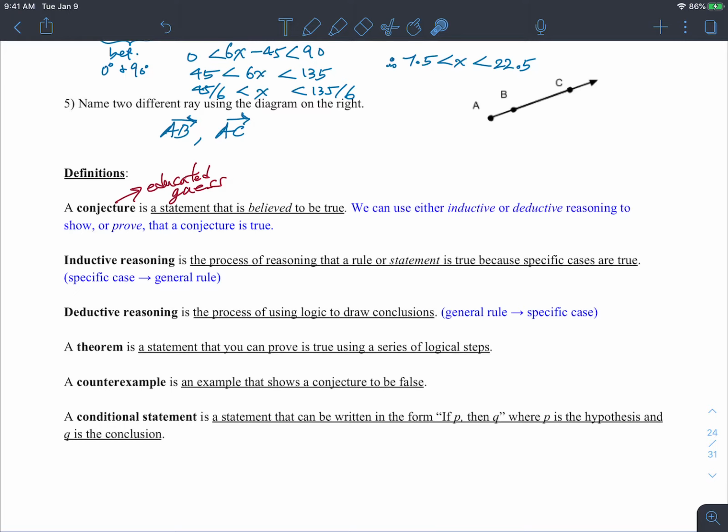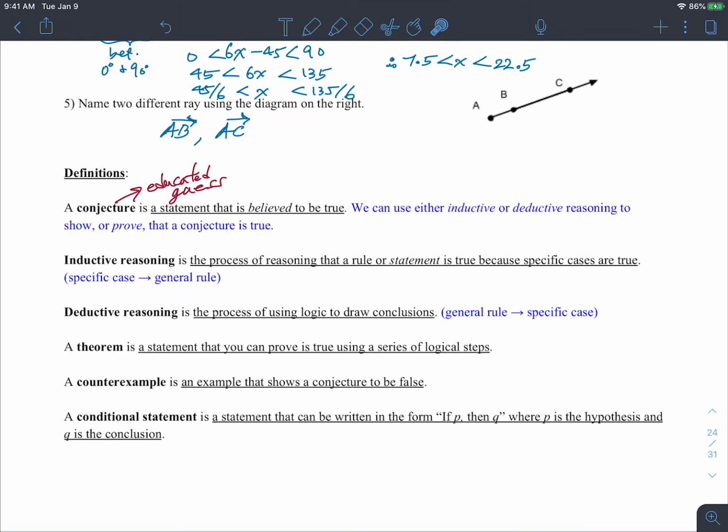Okay. A counterexample is an example that shows a conjecture to be false, right? So when we ask you to prove something is false, you only have to show one example. So one counterexample, right?